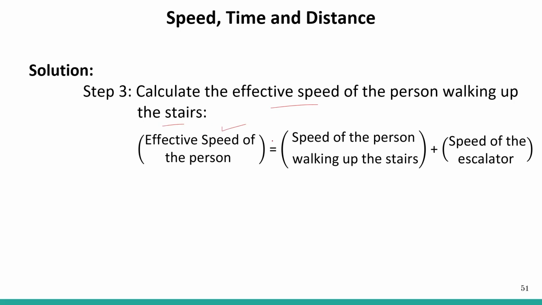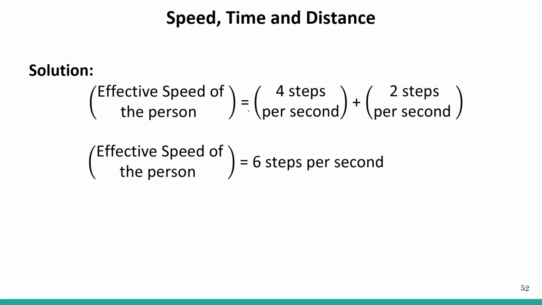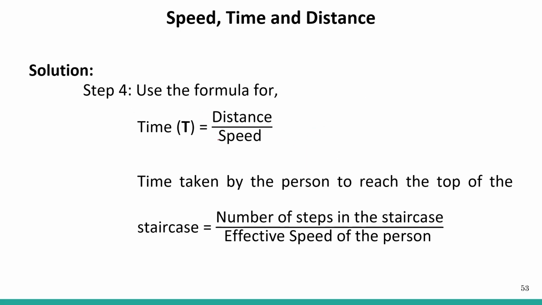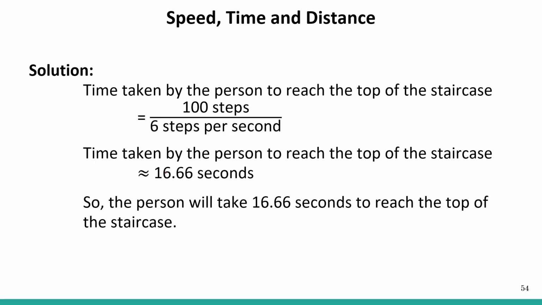So effective speed of the person is equal to speed of the person walking up the stairs plus speed of the escalator. So effective speed of the person will be what? 4 plus 2 steps per second. So it will be 6 steps per second. So using the formula time is equal to distance by speed, the number of steps in the staircase by effective speed of the person is equal to the time taken for the person to reach the top of the staircase. It will be 100 by 6. So it will be 16.66 seconds or 16.67 seconds. So the person will take 16.66 seconds to reach the top of the staircase.